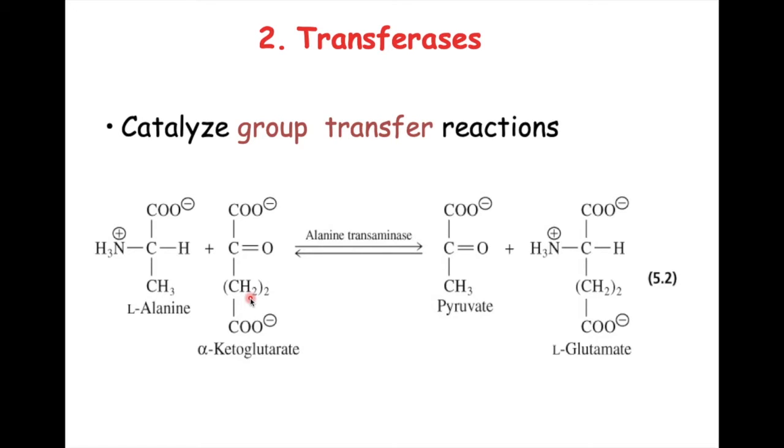An example of these transferases is this reaction: alanine plus alpha ketoglutarate. Here the amino group of the alanine is transferred to the alpha ketoglutarate. The transferred group here is the amino group, so the enzyme involved here is the transaminase. Alanine is the substrate from where this amino group is transferred. Then this is converted into pyruvate and glutamate.